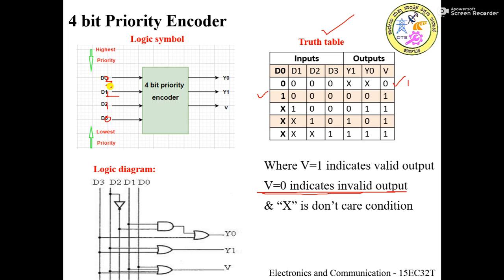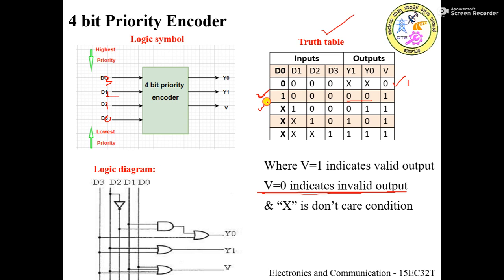The priority function comes into play whenever more than one input is at active high level. But in the first case, only D0 is 1, and the rest of the inputs are zeros, meaning D0 will get the highest priority. According to this, the output will be 0 0, corresponding to this decimal digit 0.